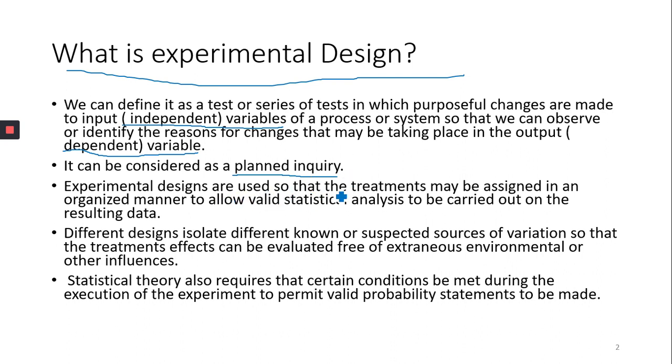So experimental design can be used so that the treatments may be assigned in an organized manner. I want us to underline the term treatment, and understand the meaning of treatment in the context of experimental design. Now, different designs isolate different known or suspected sources of variation so that the treatment effects can be evaluated free of extraneous environment. All these terms that I'm underlining, please make sure you understand their meaning clearly. Statistical theory also requires that certain conditions be met during the execution of experiments to permit valid probability statements to be made. We are going, of course, to look at those conditions that must be met.